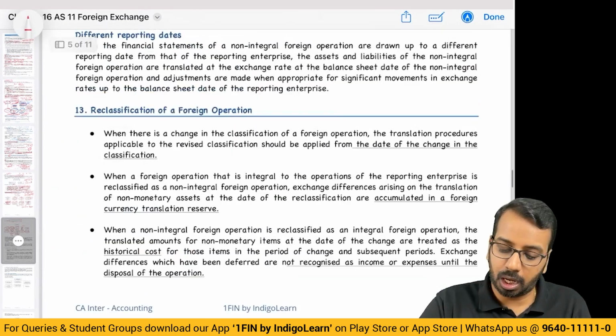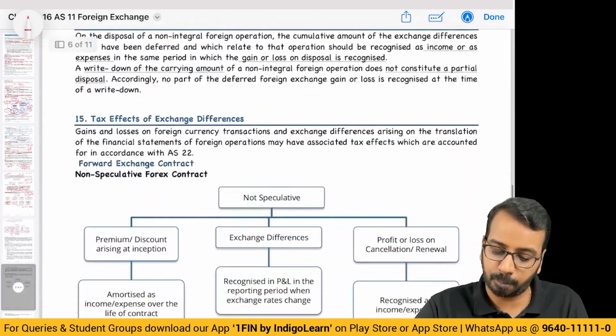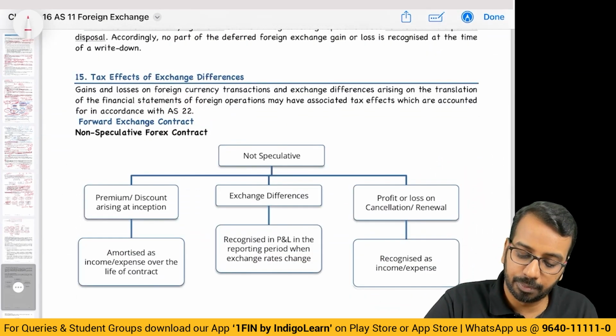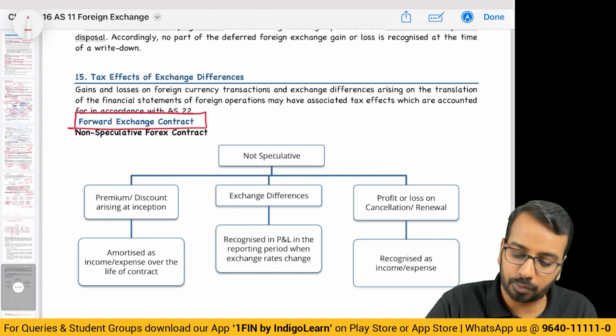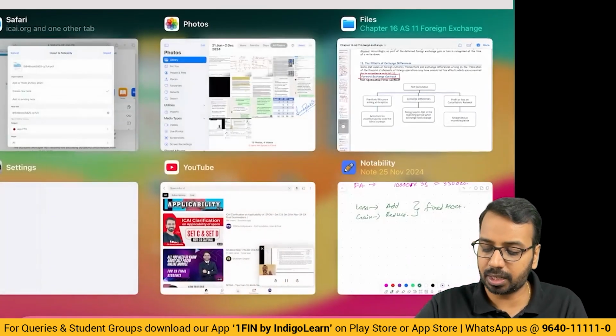Okay. This classification, reclassification, all of that we'll do when we do the branch accounting. Right? Now, a very important part: forward exchange contract. What is this forward exchange contract? Let us have a quick understanding.